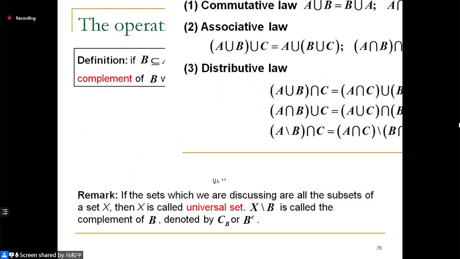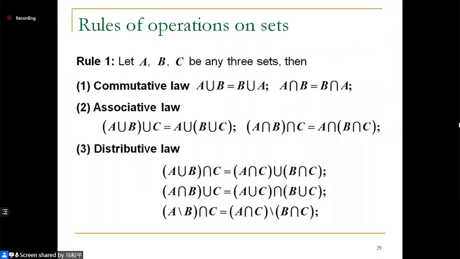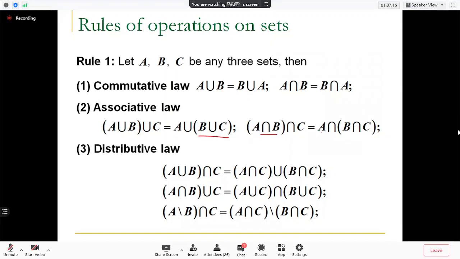And we will learn the operations on sets. We have A, B, C, any three sets. Then we have the commutative law: A union B is B union A, A intersection B is B intersection A. Secondly is the associative law: A union B and then union C is equal to A union B union C, and A intersection B, then intersection C is A intersection B intersection C.